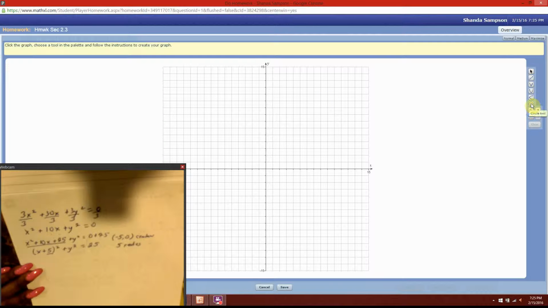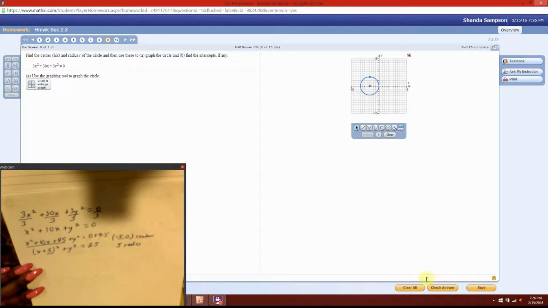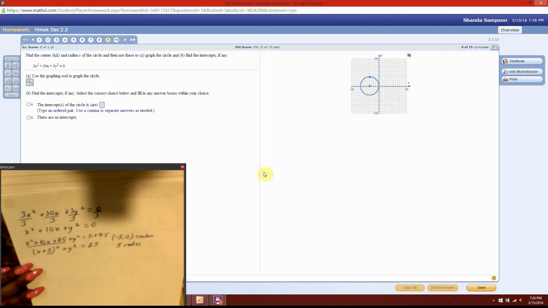We're going to take our circle tool. We're going to graph our center, which is negative 5, 0. And then we're going to go up 5 for our radius: 1, 2, 3, 4, 5. Then we're going to save it. Then we're going to check our answer. Then we're going to move on.